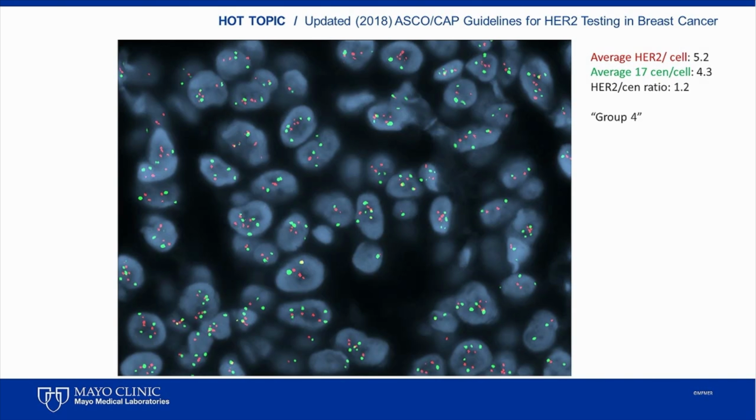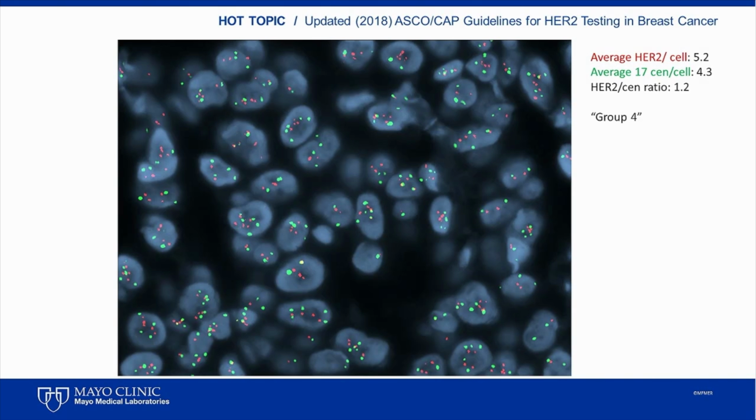What is the appropriate diagnostic workup for invasive cancers with an average HER2 copy number greater than or equal to 4, but less than 6 signals per cell, and a HER2 CEP17 ratio less than 2, and initially deemed to have an equivocal HER2 ISH test result?